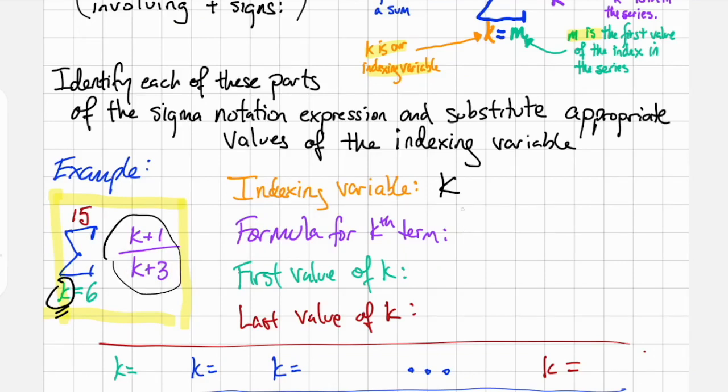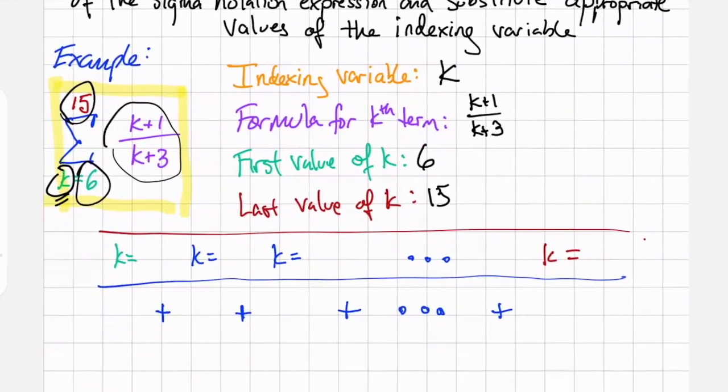This is telling us that the formula for the kth term is k plus 1 over k plus 3. Now let's read and find the first value of k. That's 6, that's below the sigma sign. And the last value of the index is when k is 15. So now what we do is we take this information and we line up our sum.